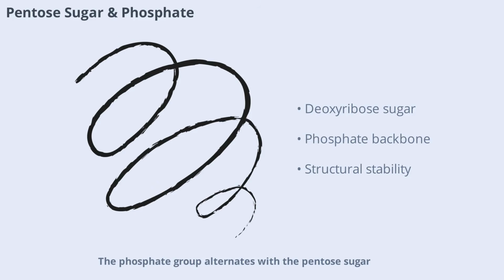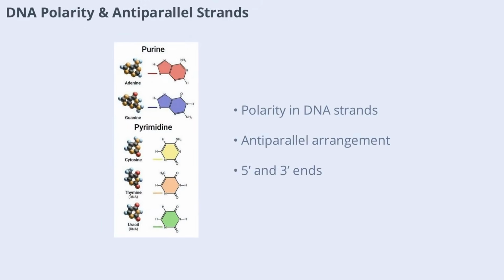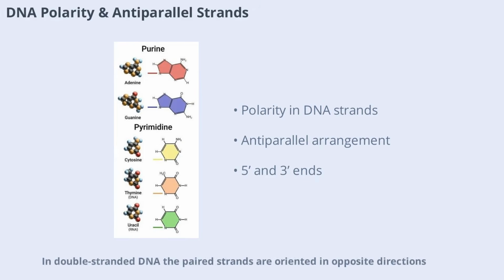The phosphate group alternates with the pentose sugar to form the backbone of the DNA strand. This backbone provides structural stability and directionality, allowing DNA to maintain its double helix shape and function effectively as a carrier of genetic information. DNA strands have polarity, determined by the direction in which nucleotides are pointing. In double-stranded DNA, the paired strands are oriented in opposite directions, known as antiparallel. The 5' end of one strand aligns with the 3' end of the other, ensuring proper base pairing and replication. This antiparallel arrangement is fundamental to DNA's function and replication.